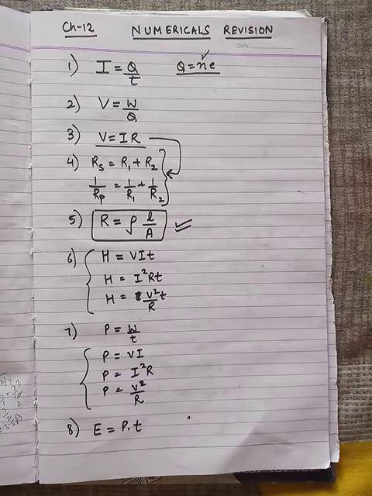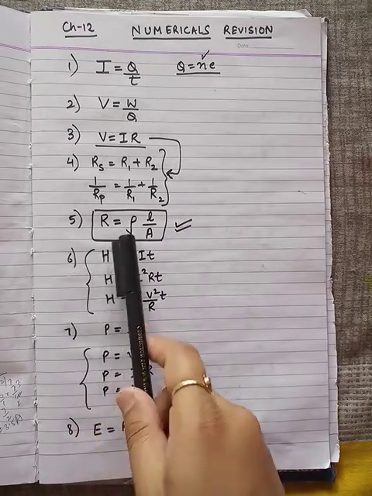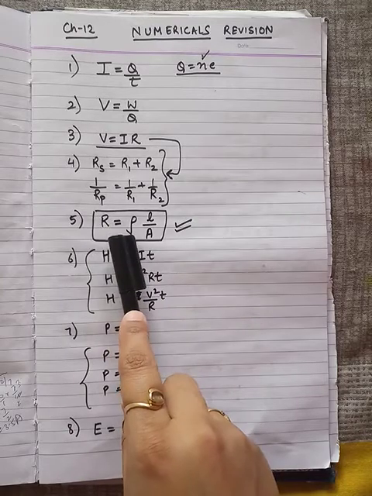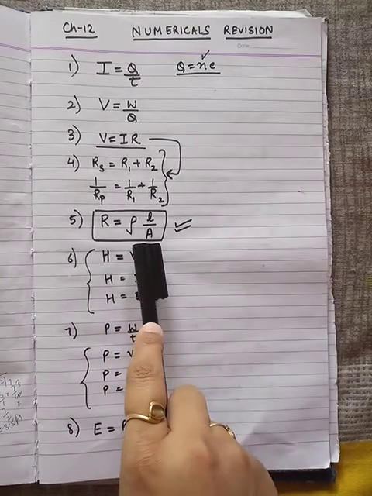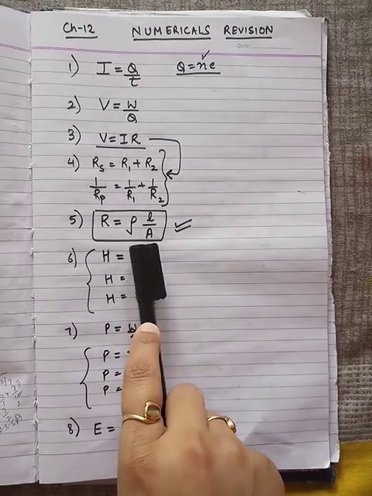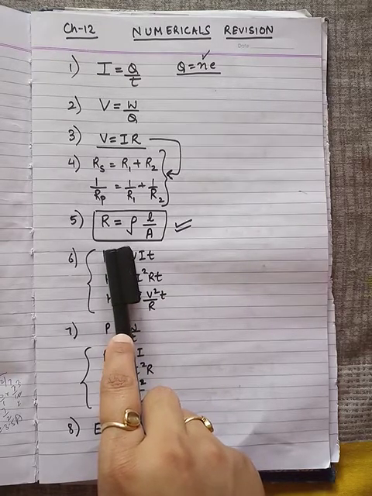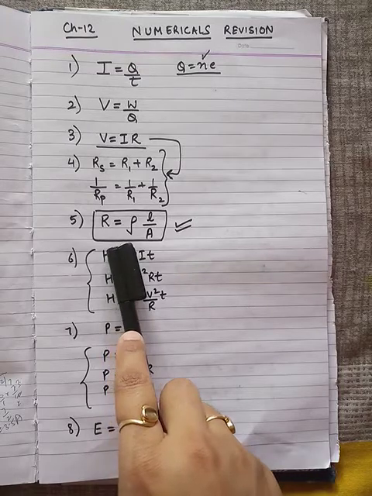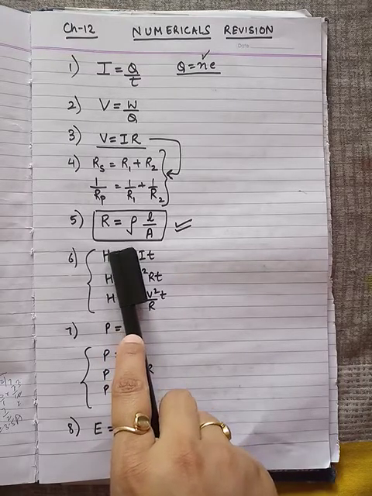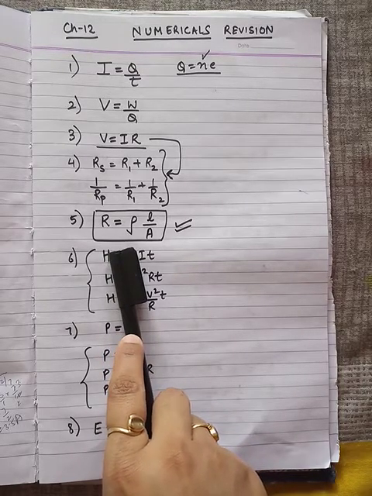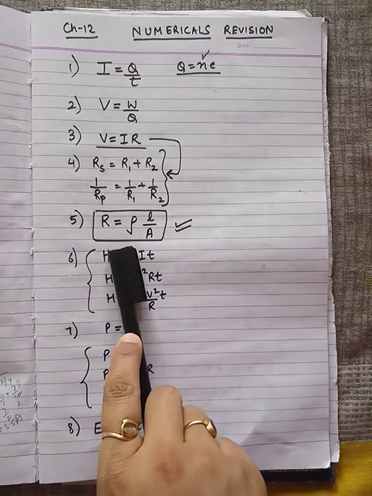So the first set of questions that we will take is based on these formulas. R equals rho L upon A. This is a very important formula, and I have given you worksheet number 4 based on all these types of formulas. So from that worksheet only I will take the questions to understand.